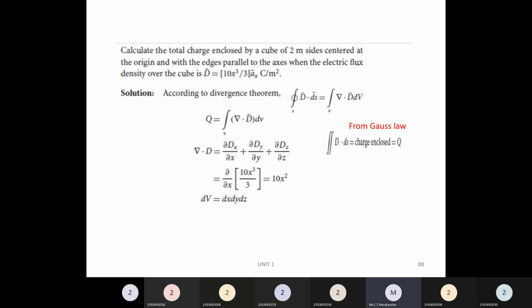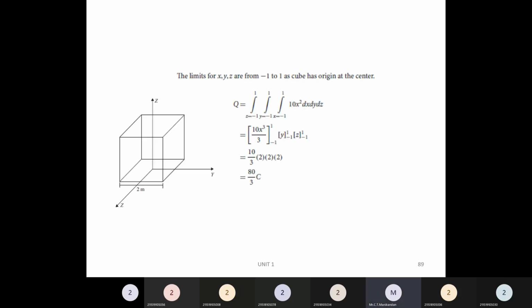By seeing the vector, we can see it is the AX vector, so it corresponds to the Cartesian coordinate system. So the divergence we apply with the Cartesian coordinate system. Similarly, the dV formula corresponds to the Cartesian coordinate system. Now apply that, and if you take the volume integral, you will get 80 by 3.